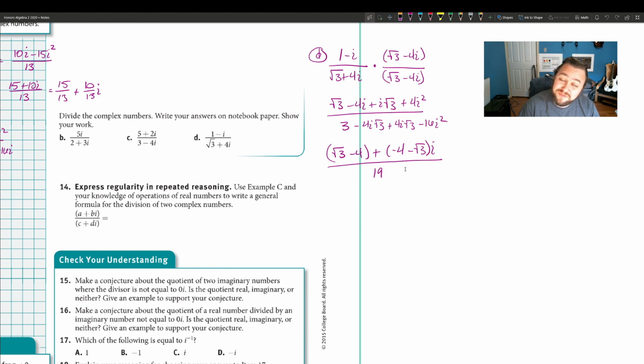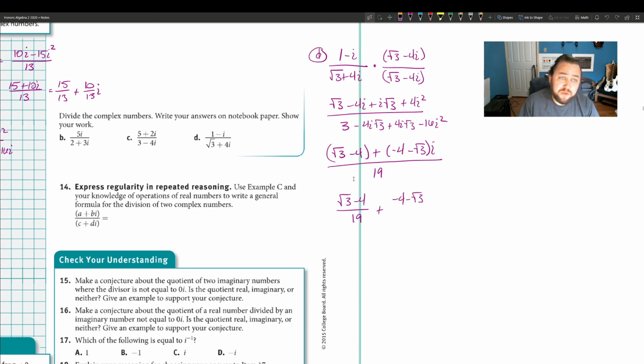The answer's really no. I don't have any common factors here, but look at the form. It's not the nice form. It's not the a plus bi. So I'm going to move it over to a plus bi. It's going to look a bit weird, and that's okay. I've got root 3 minus 4 over 19. And then I've got plus negative 4 minus root 3 over 19. And that's going to be my i value.